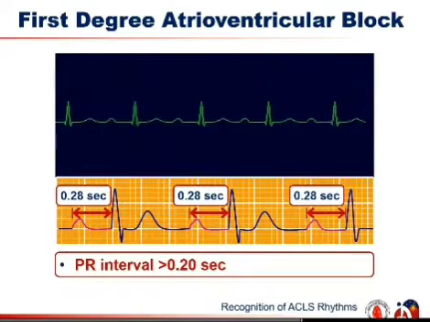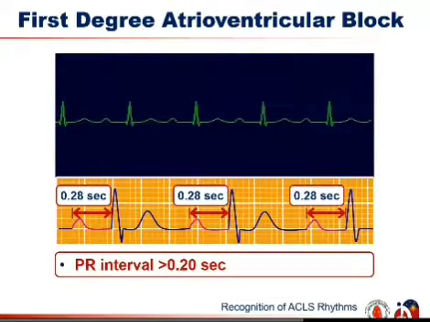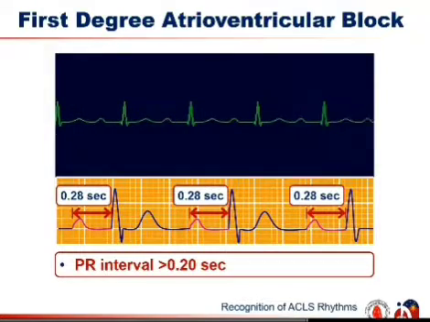We begin with first-degree AV block. This is defined by a prolonged PR interval of more than 0.2 seconds or 5 small squares. Rhythm, however, is still sinus and regular with a constant PQRST relationship.